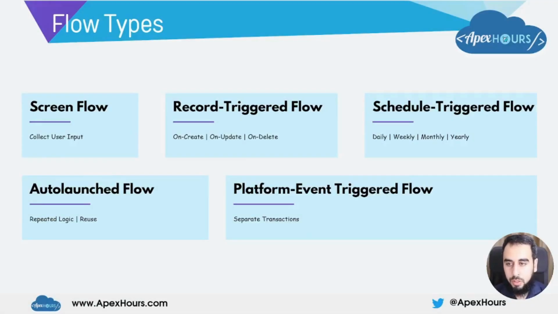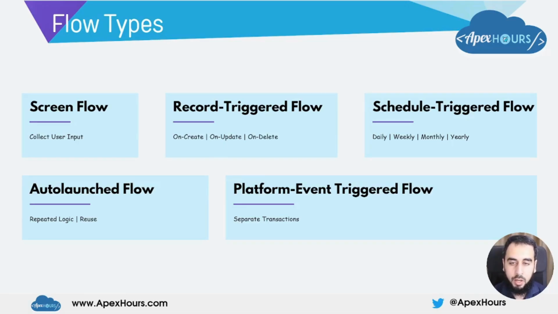The main types of flows are as follows. The first one is a screen flow, and this is meant to collect user input or display something to the user, hence the name screen. An example is we want to run a survey and we need to collect that input, like how did you like the experience, that we can do on a screen flow.